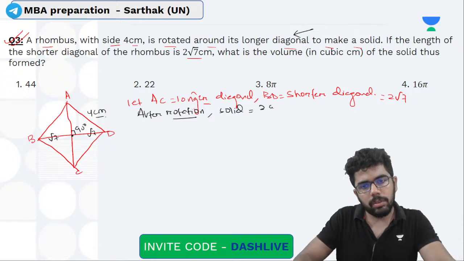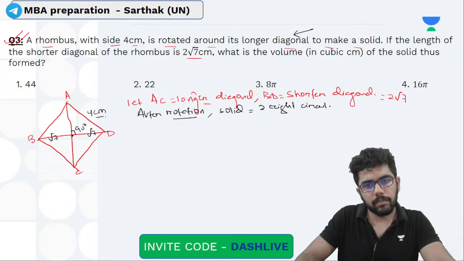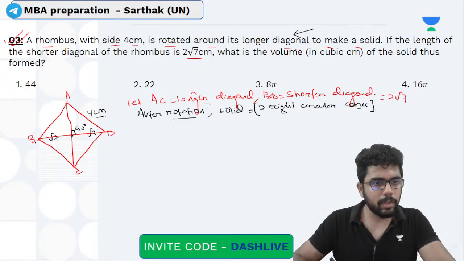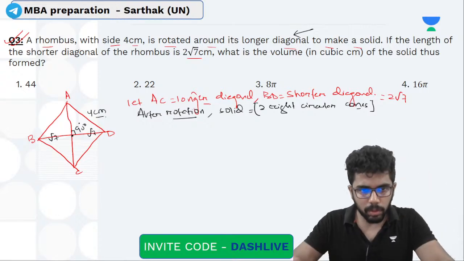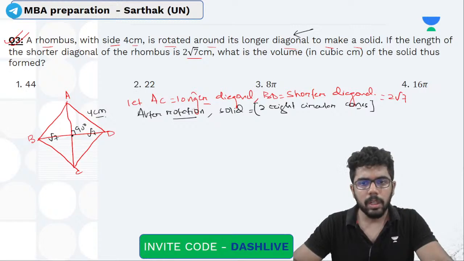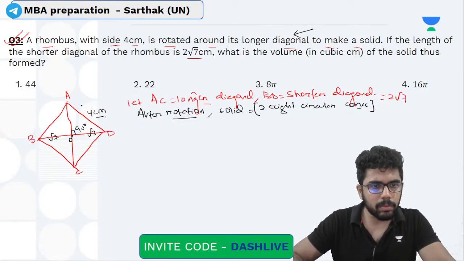The solid that will come after rotation is basically two right circular cones. It will be a cone-type figure, when that is formed by rotating it around the longer diagonal, two right circular cones will be formed. Now what is the length of the longer diagonal?